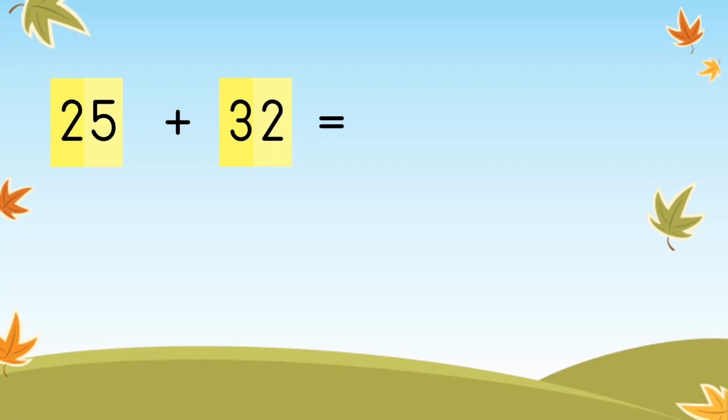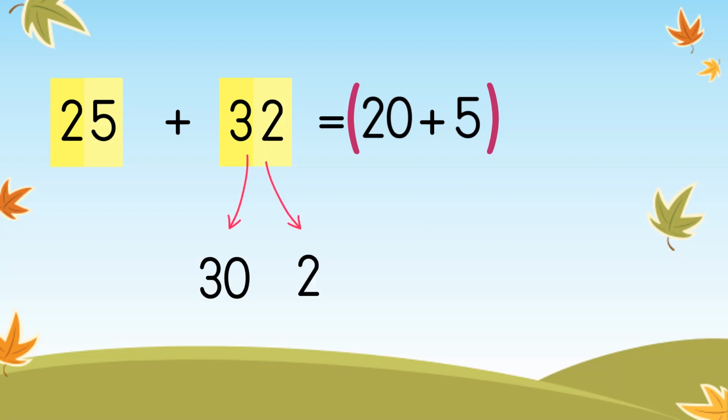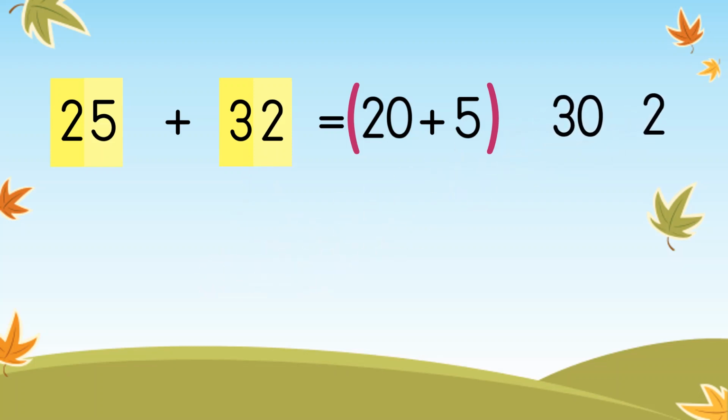So are you ready? What is the value of 2 in 25? And the value of 5? Write them down. Done. Remember your brackets. Now, what is the value of the 3 in 32? And the value of 2? Done. Don't forget your brackets. We have expanded both numbers.